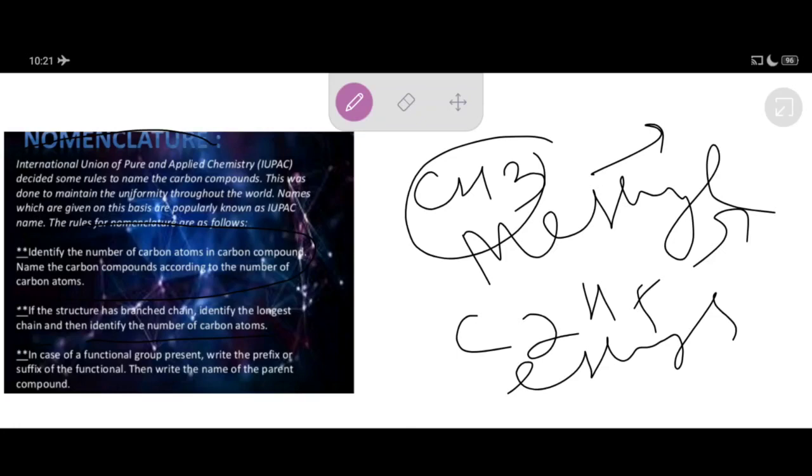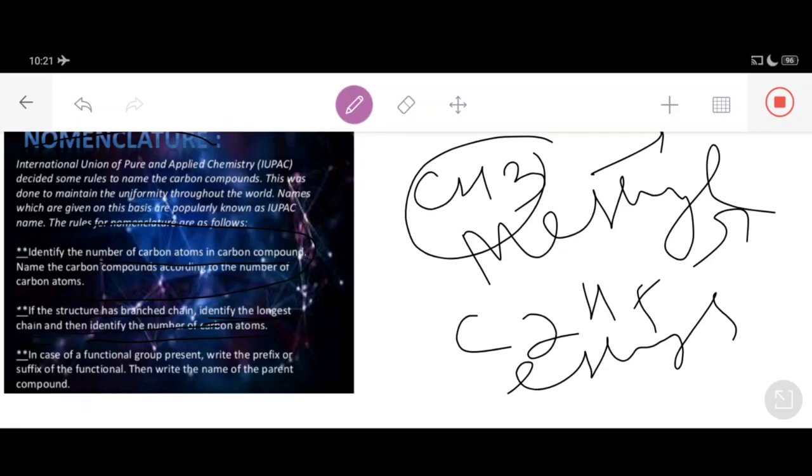Mark my words. Keep this in your mind, my dear students. I will make you clear by taking some examples. Let me recapitulate. First rule is identify the number of carbon atoms in the carbon compound and name the carbon compound according to the number of carbon atoms. The second is, the structure must have a branched chain, because we have to discuss the IUPAC nomenclature for the branched chain. Then we have to identify the longest chain and the number of carbon atoms in it. How many carbon atoms are present in the longest chain?